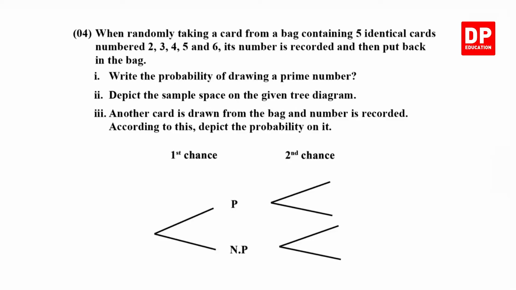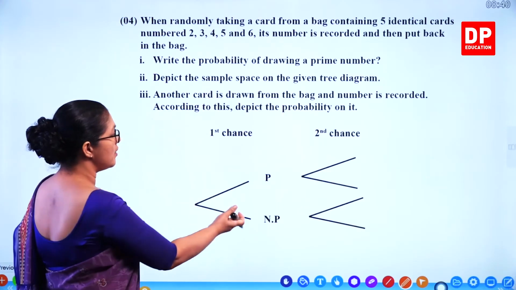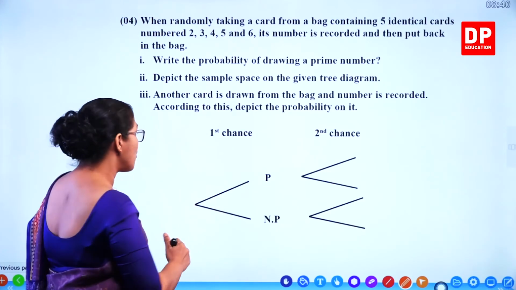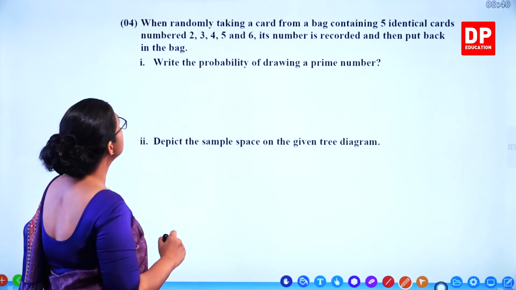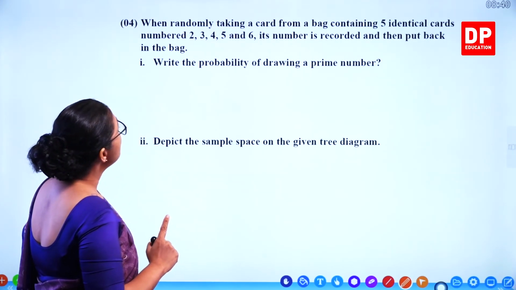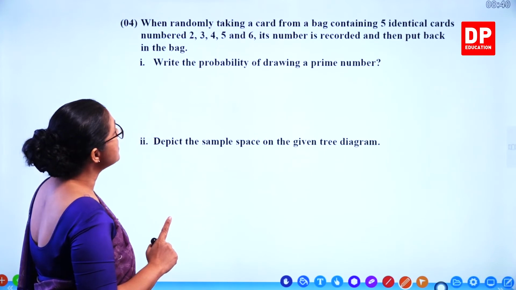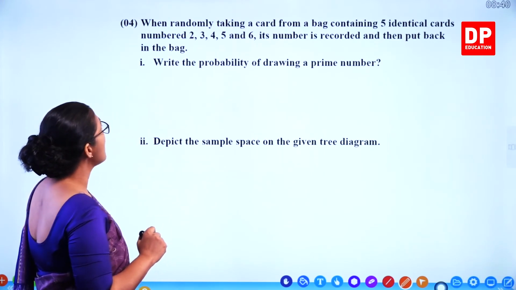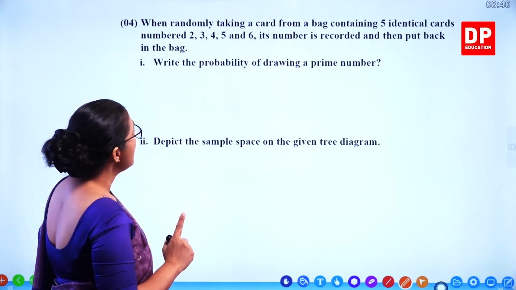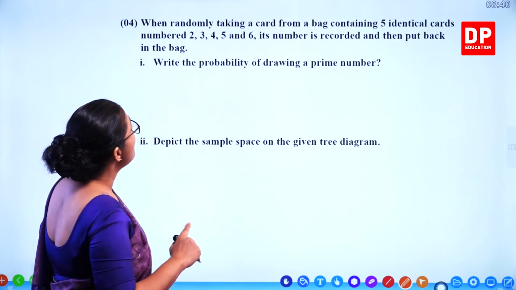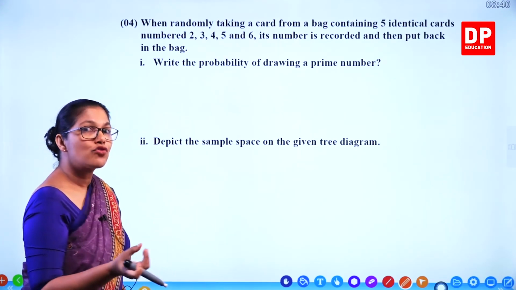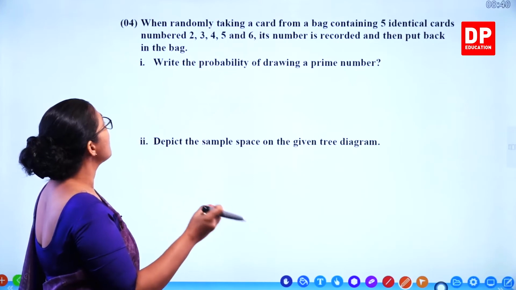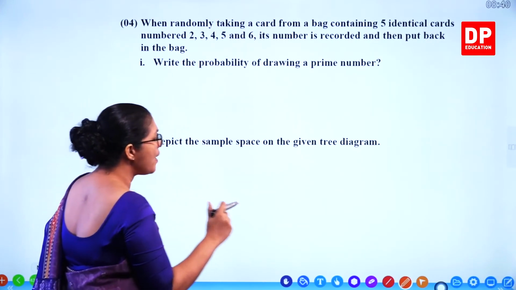Now you can do question number 4. So you get 3 parts here, and you have to draw a tree diagram as well, so we'll do it separately. When randomly taking a card from a bag containing 5 identical cards, numbered 2, 3, 4, 5, 6, its number is recorded and then put back in the bag. So again, put it back. Right, the probability of drawing a prime number.